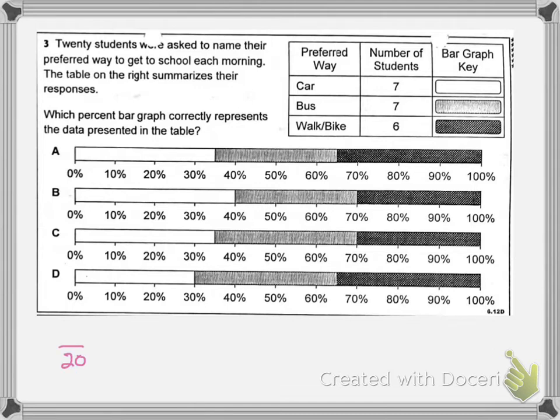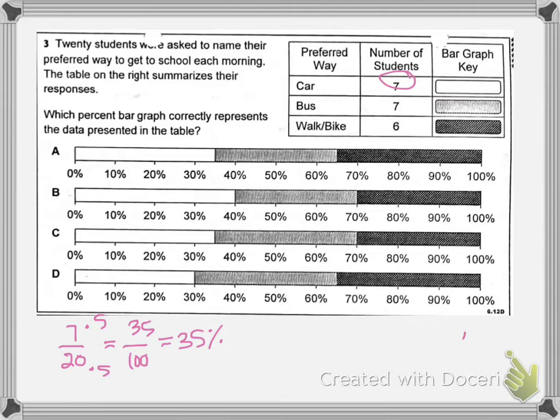So let's look at your car. Your car is 7 out of 20. Remember, to get a percent, our percent has to be out of 100. So 20 times what equals 100? 20 times 5 equals 100. And what we do on the bottom, we have to do on the top. So then 7 times 5 is 35, which equals 35%.